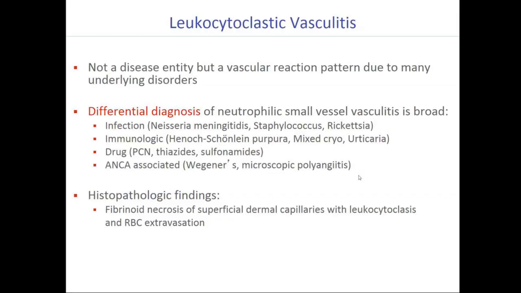Leukocytoclastic vasculitis is not a disease entity unto itself, but rather a reaction pattern that's due to a number of underlying disorders. So the differential is quite broad. Most often it's idiopathic, but we can determine cases where it's immunologic, for example, Henoch-Schönlein purpura using immunofluorescence. Infectious etiologies are very important to exclude, particularly in the setting of a neutrophilic dermatitis. Special stains and cultures are recommended. Drug-related etiologies should be sought, as well as serologic studies for anti-neutrophil cytoplasmic antibodies.